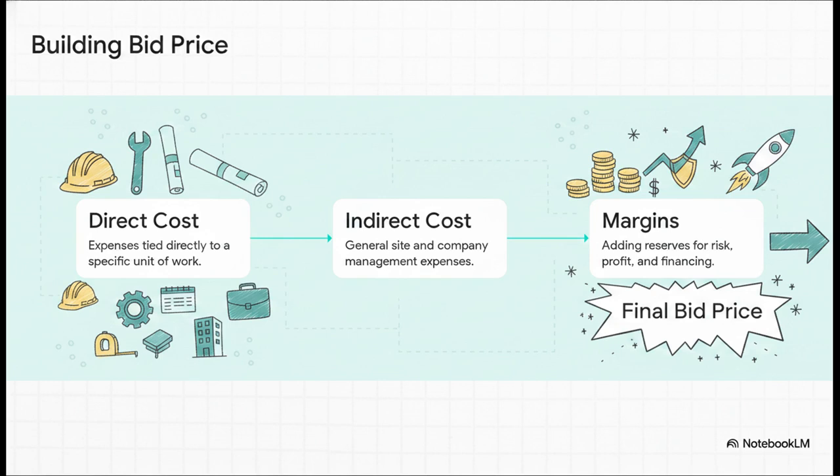Step 1 is your direct costs. Then you layer on Step 2, the indirect costs. And finally, Step 3, you top the whole thing off with your margins. That's your profit, your risk, and your financing. Add them all together, and bam, you've got your final bid price. Sounds simple enough in theory, but man, the devil is really in the details.